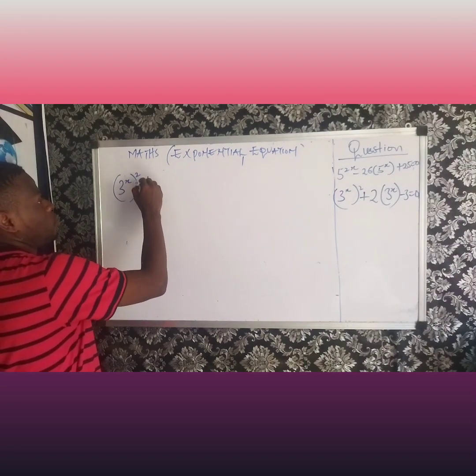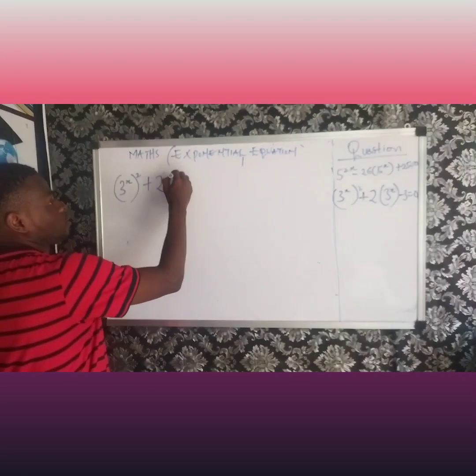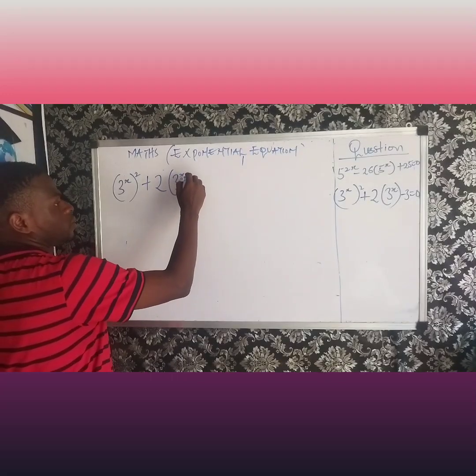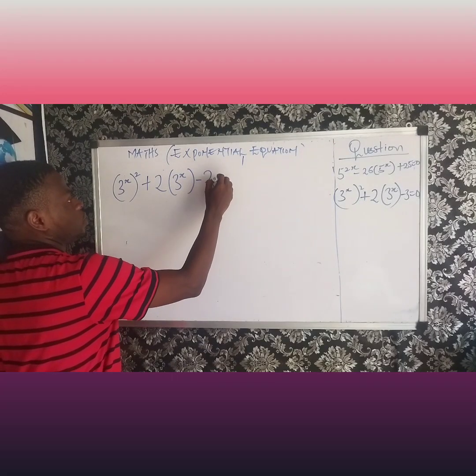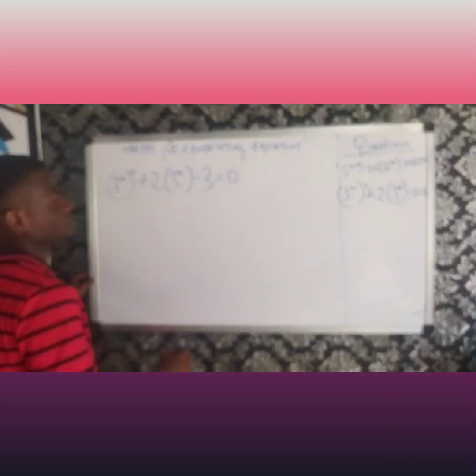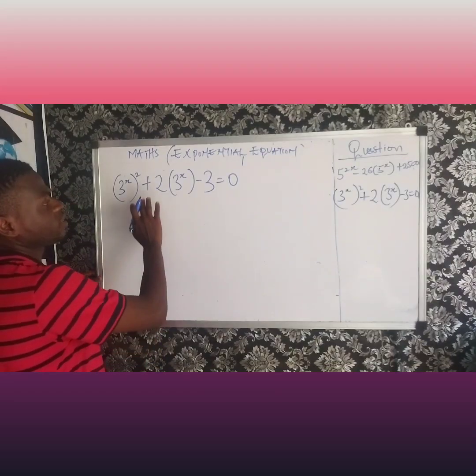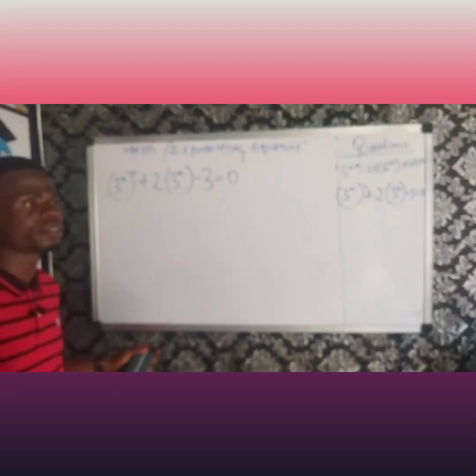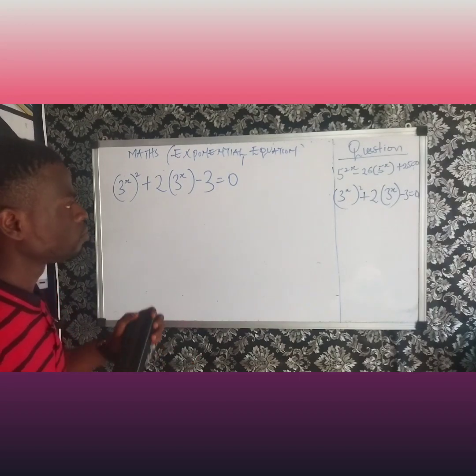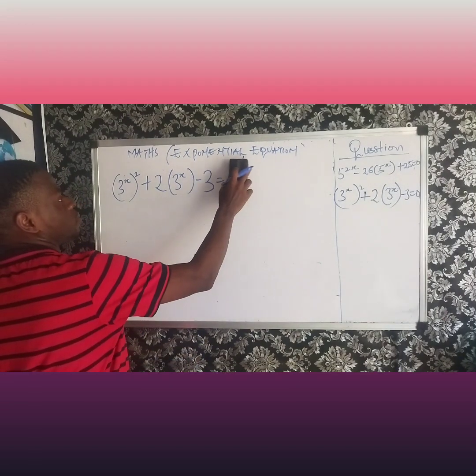Square plus 2 brackets what? 3 power x minus 3 equal to 0. So this is the second question. It's a very simple math. Just follow the procedure I'm using.